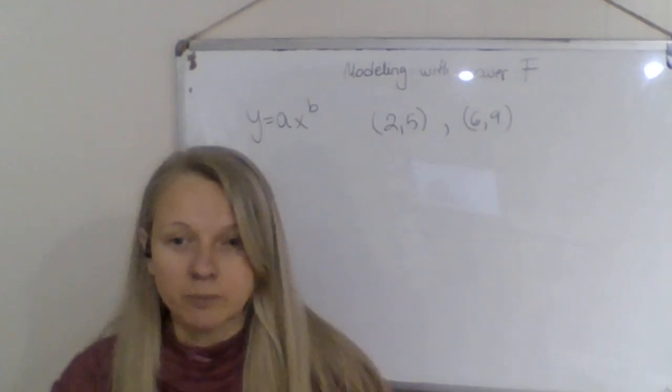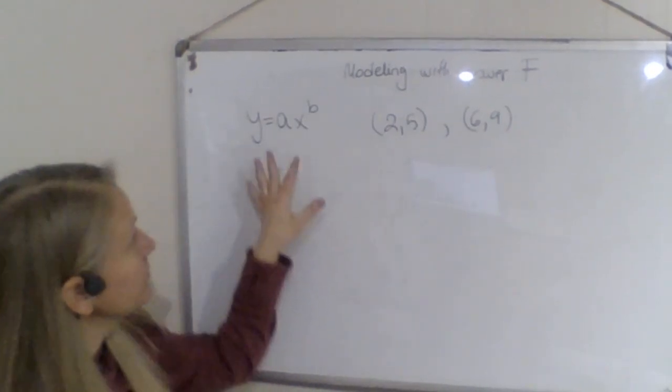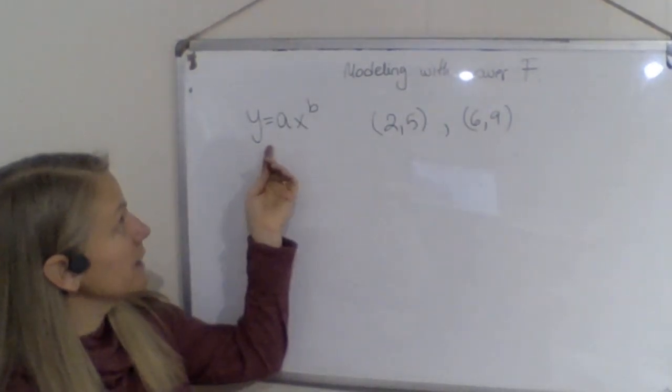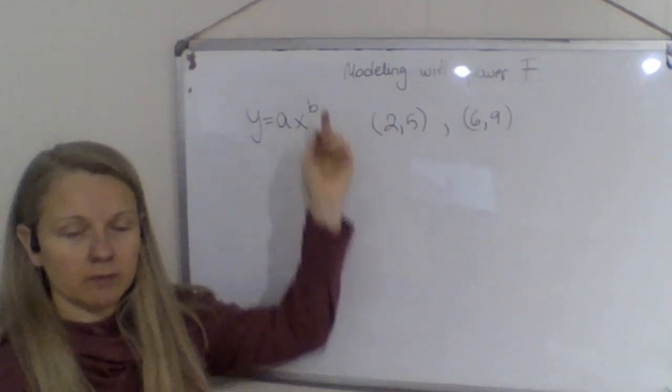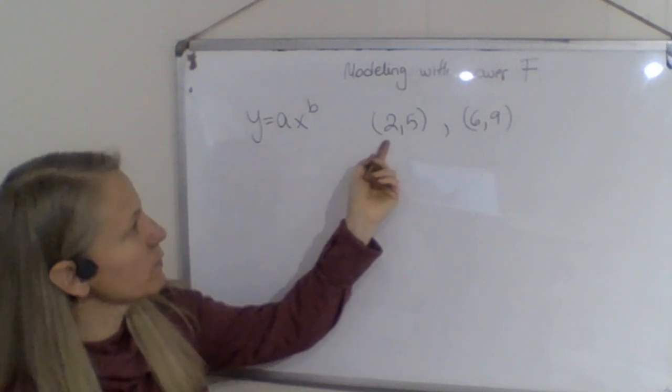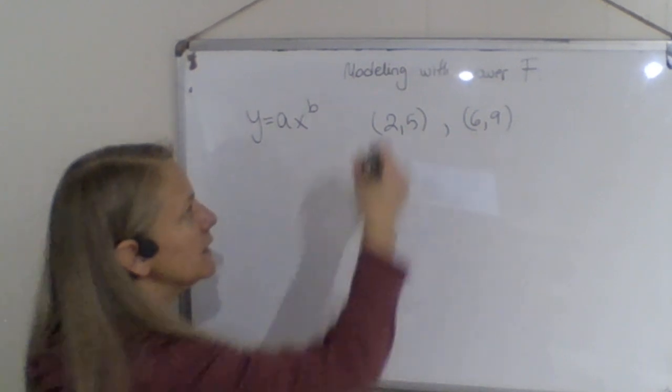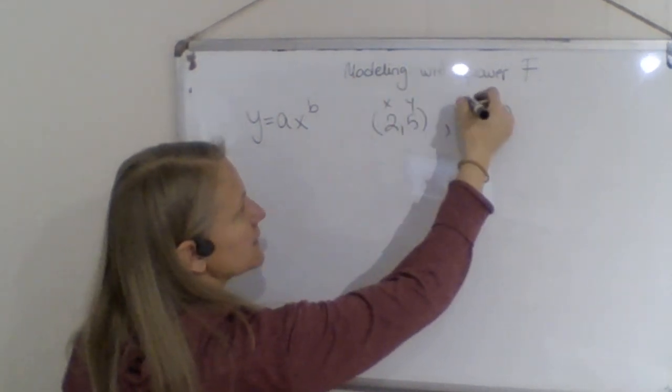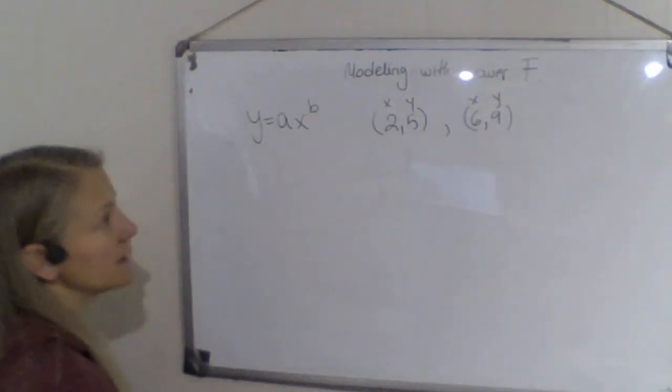The second type of modeling we did in this chapter is the power functions. And the power function looks like y equals a times x to a power. It's telling us we need to find this power function that goes through (2, 5) and (6, 9). Again, remember, this is an x, this is a y, this is an x, and this is a y. So we can go ahead and replace them.